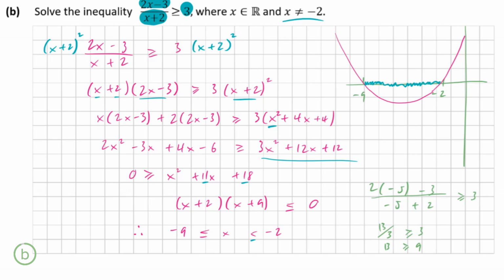And for doing part B out and getting your inequality out and everything, you're going to get 10 marks. And that's actually it for this question.